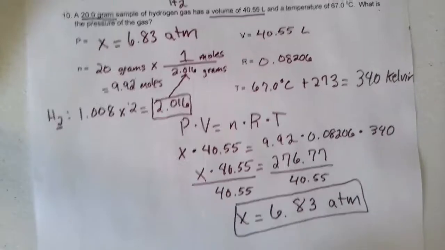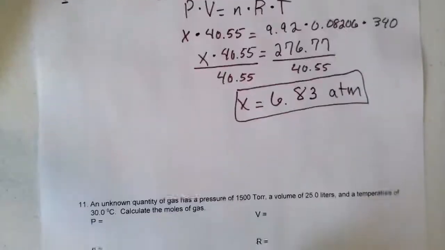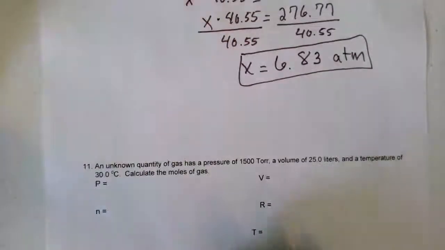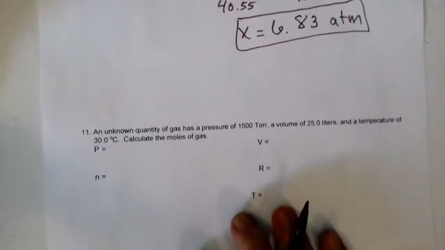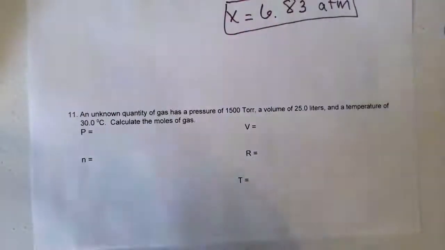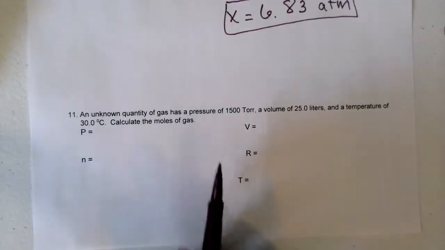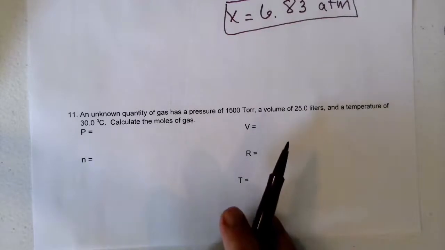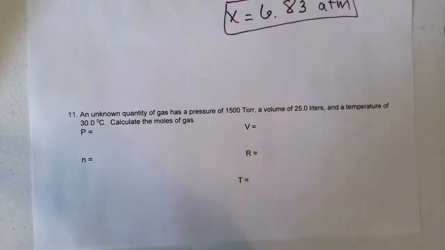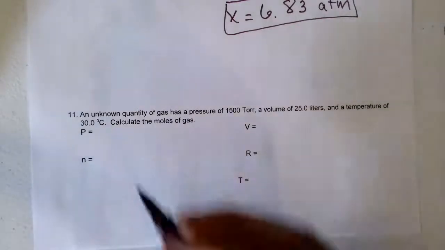Alrighty, let's go down and do the very last problem. This one is number 11. It says an unknown quantity of gas, and I'm assuming by quantity they mean moles, has a pressure of 1500 torr, which does not sound right, a volume of 25 liters, and a temperature of 30 degrees Celsius. Calculate the moles of the gas.